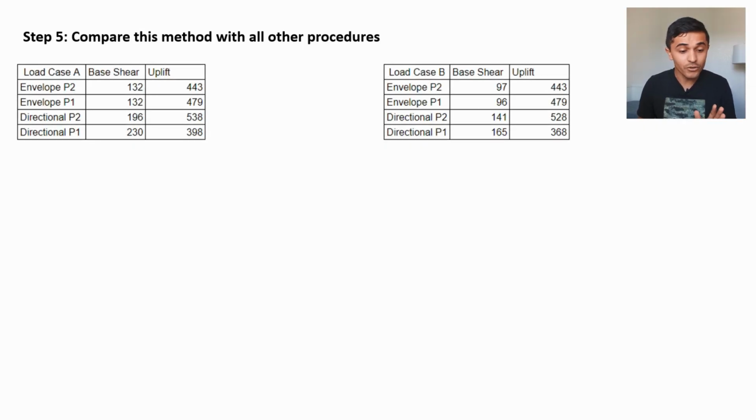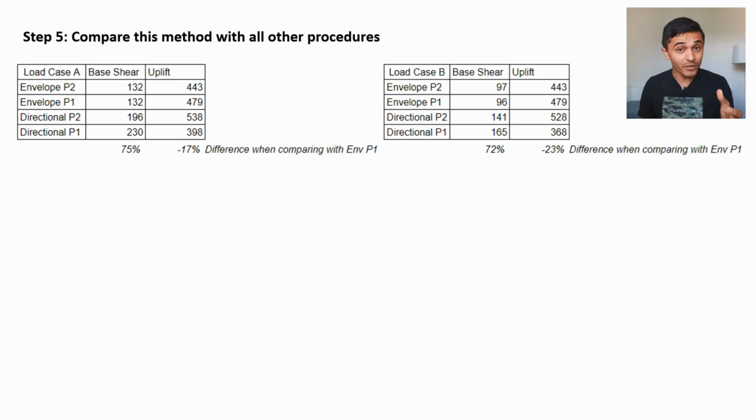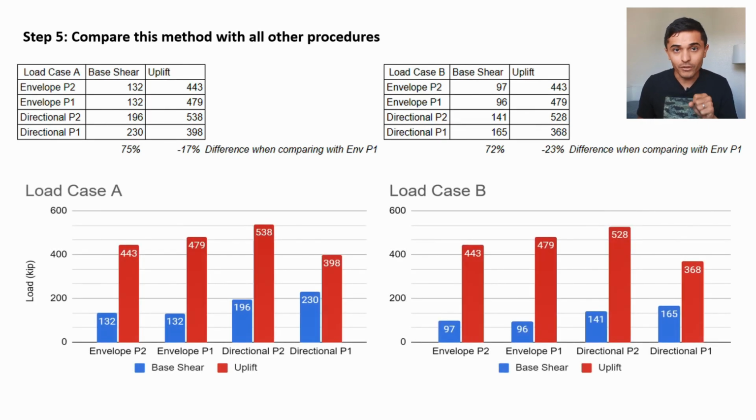Now, how this method compares with the other methods that we've seen so far, this is a table showing all the different methods that we've done so far. If I calculate a percentage in comparison with the envelope procedure part 1 comparing to the directional procedure part 1, I'm going to put it in a graph here so that it's easier for us to see what happened.